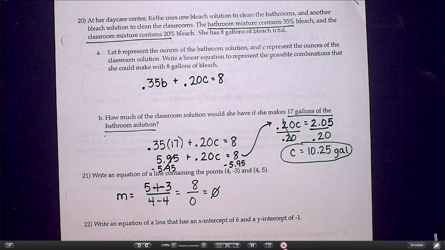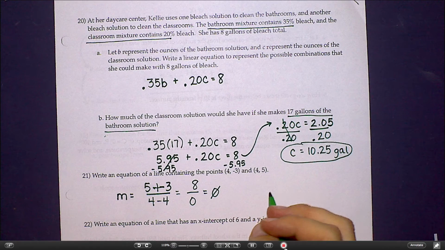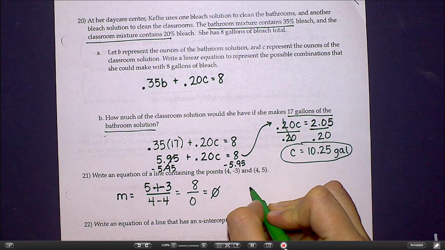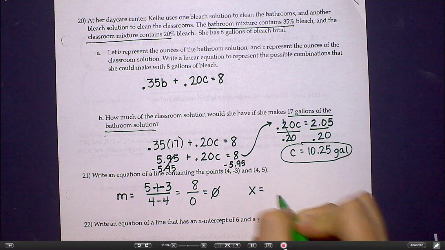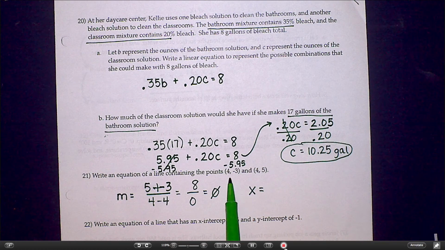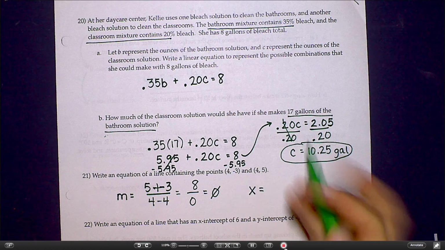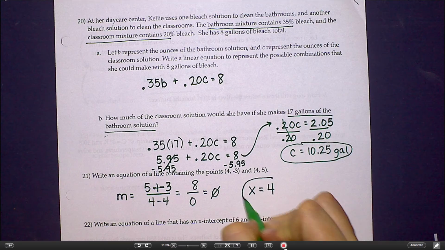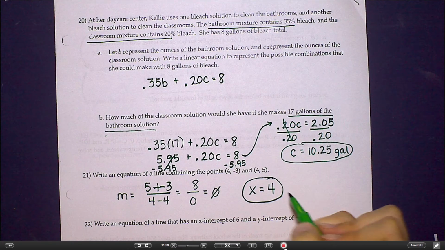So I have to think about what kind of line would this be if it has an undefined slope. Well, hopefully you remember that it would be a vertical line, which means the equation is just x equals some number. And to figure out what number it is, when I look at these coordinates, I see that x is equal to 4 in both of them. So my equation is just x equals 4.